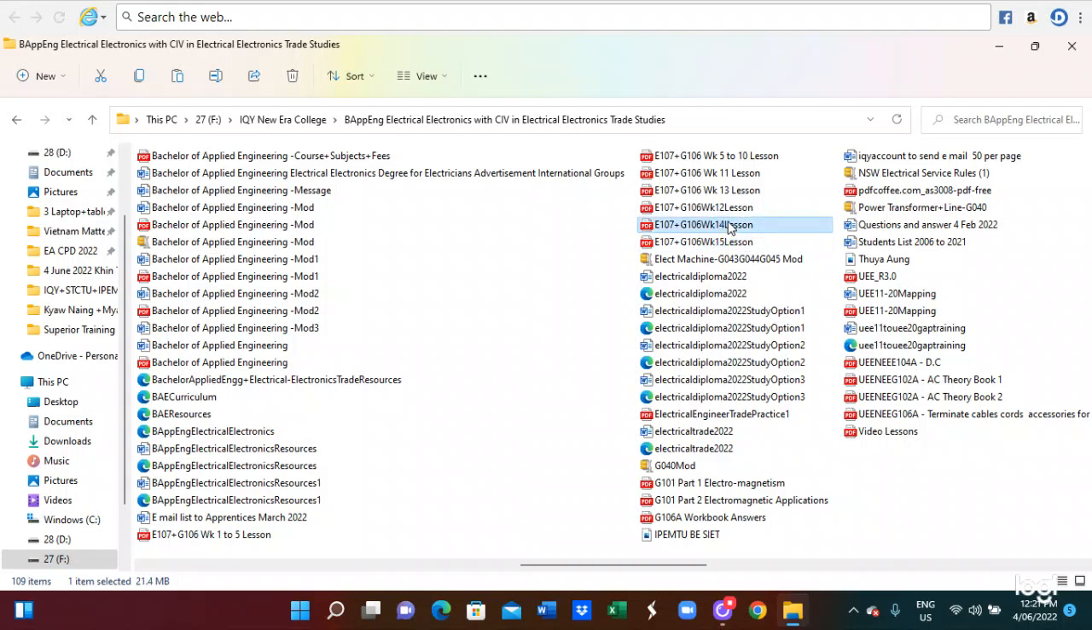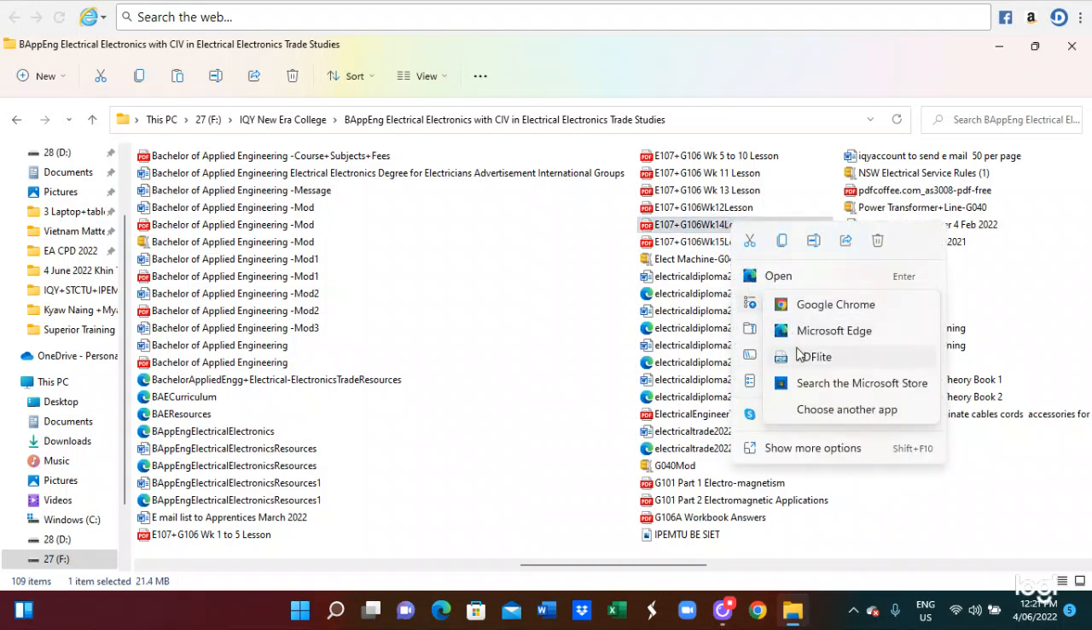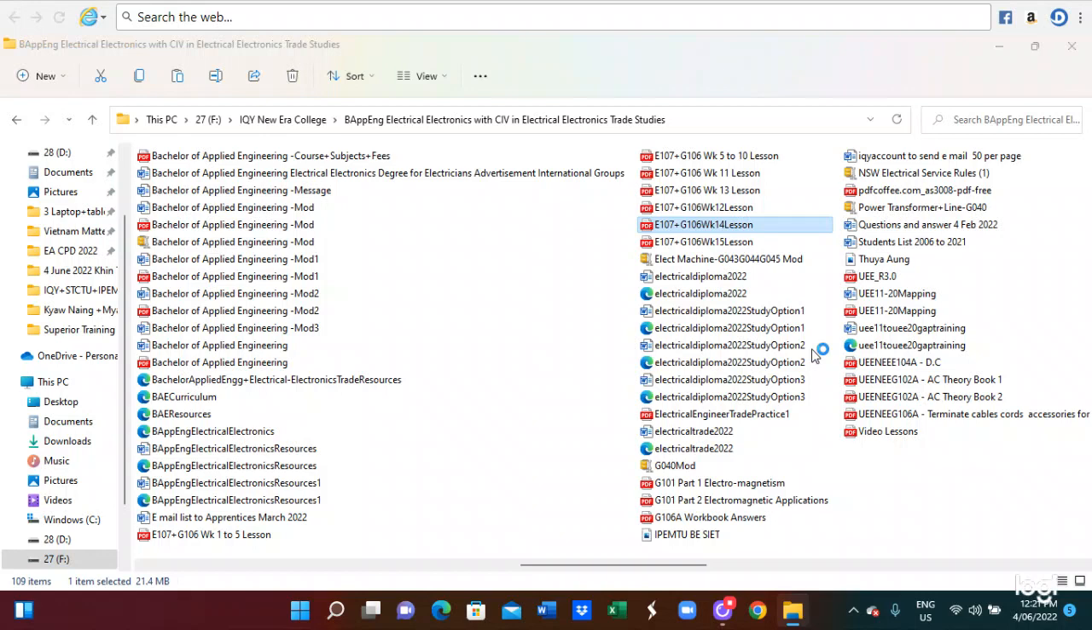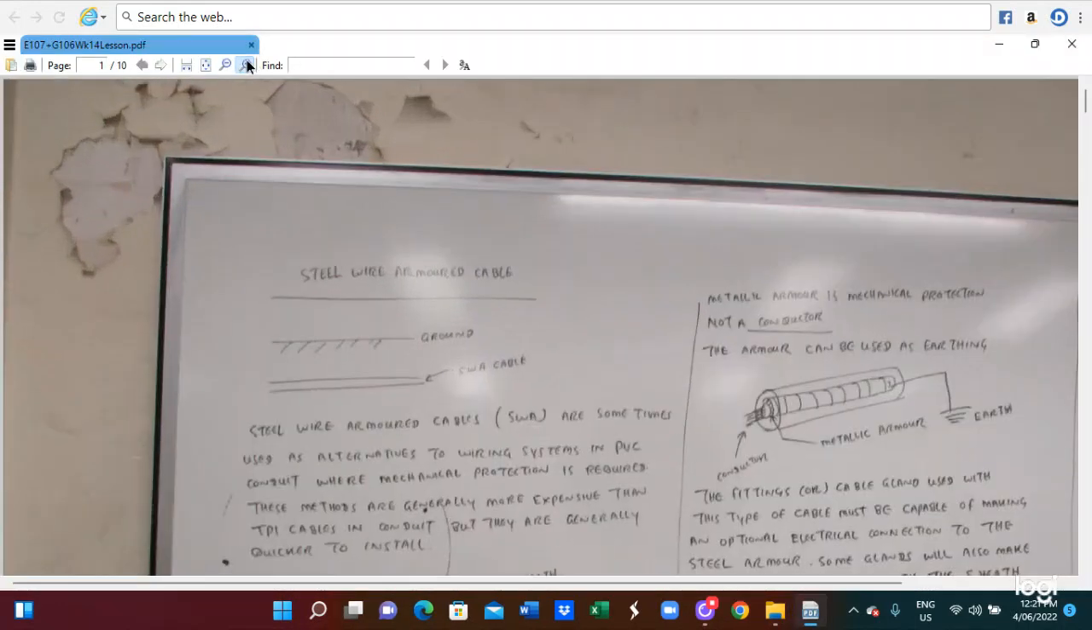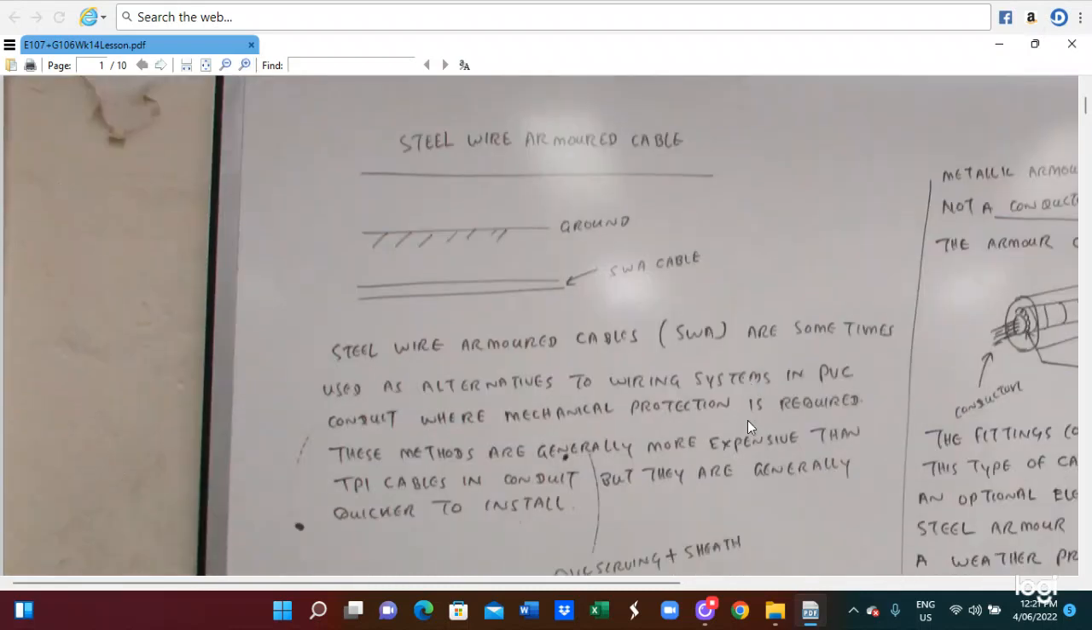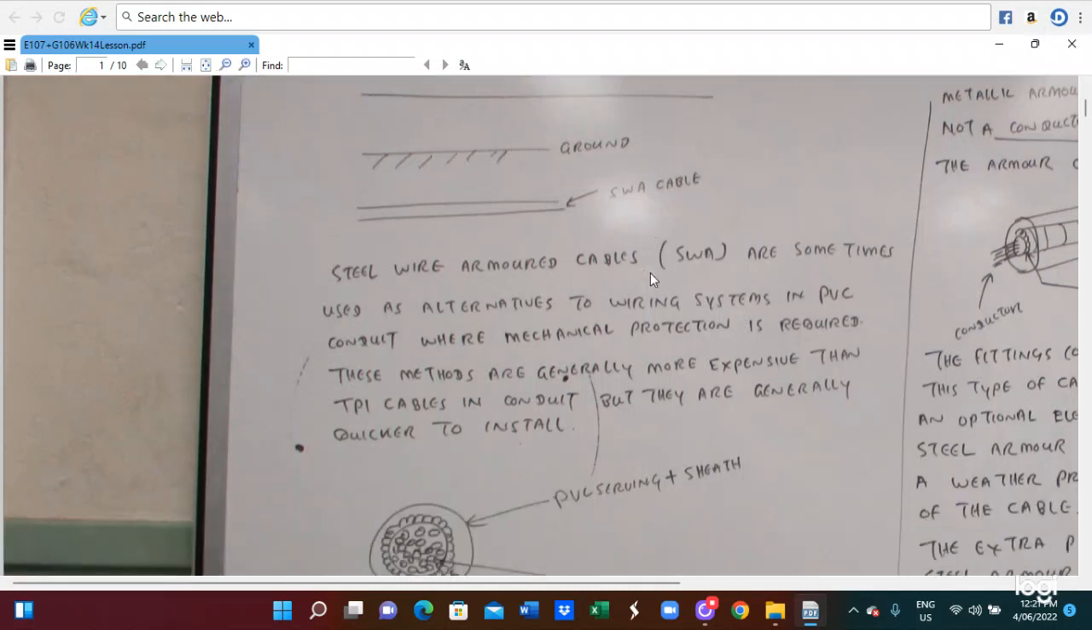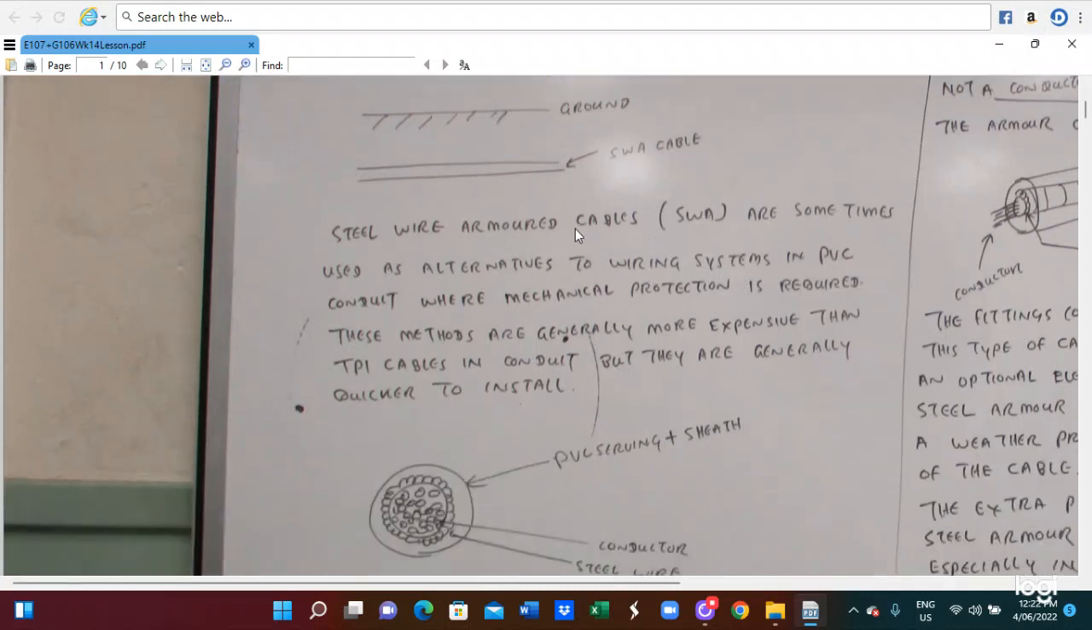And another lesson. We're talking about the steel wire armor cable. So this is the ground. If you use the SWA cable, it gets placed under the ground. Steel wire armor cable, SWA, is sometimes used as an alternative to wiring in a PVC conduit where mechanical protection is required.